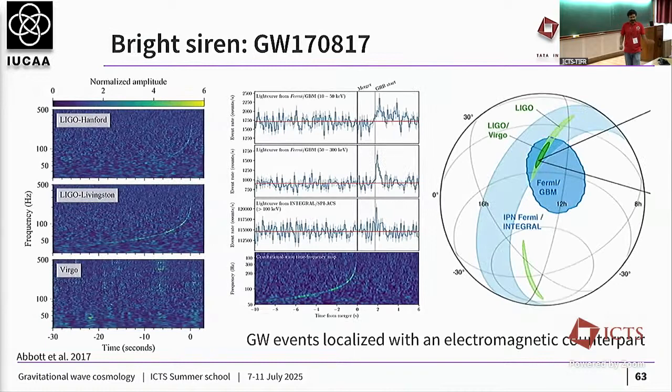Okay, so with that, now let's go to the bright siren likelihood. And so what are bright sirens? Bright sirens are gravitational wave events where you can detect an electromagnetic counterpart. This most famously happened in 2017. That's the only event where we know it has a secure, well-known electromagnetic counterpart.